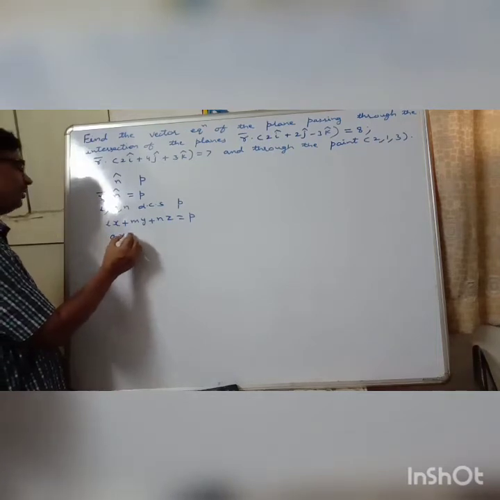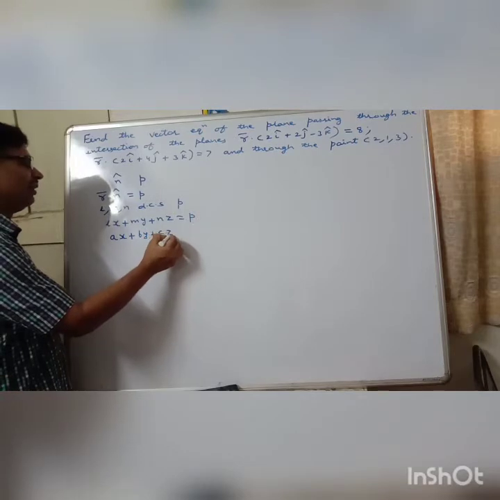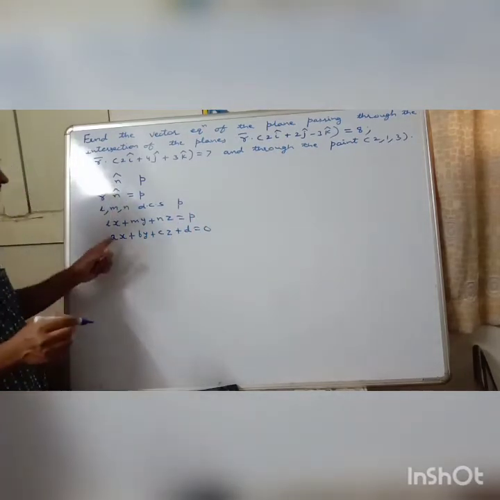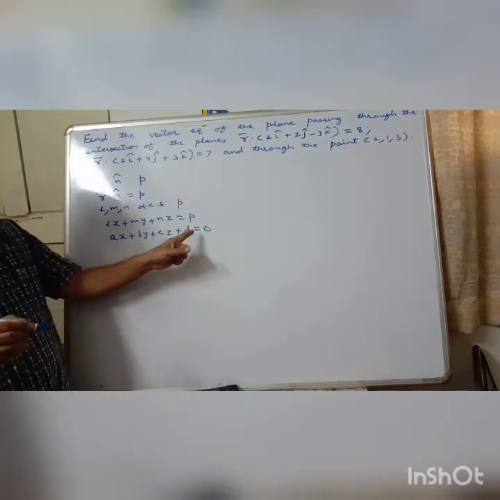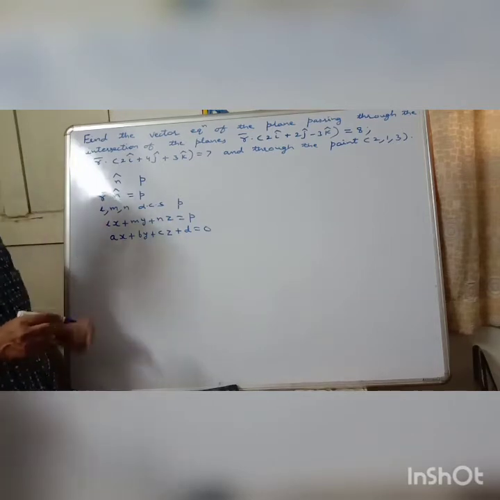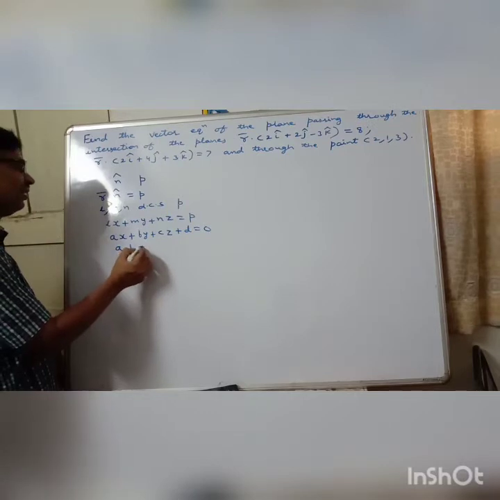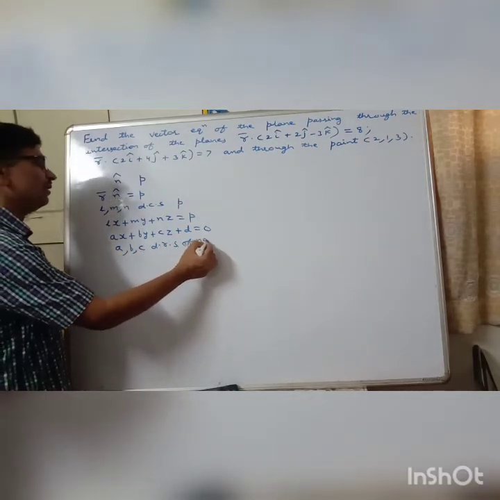Equation of plane can be written in Cartesian form like this also: ax plus by plus cz plus d equal to 0. Here coefficients of x, y, z, they are direction ratios of normal to the plane.